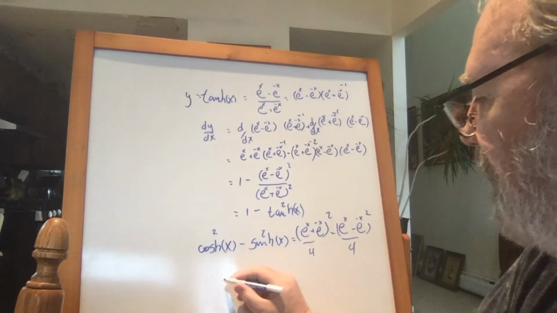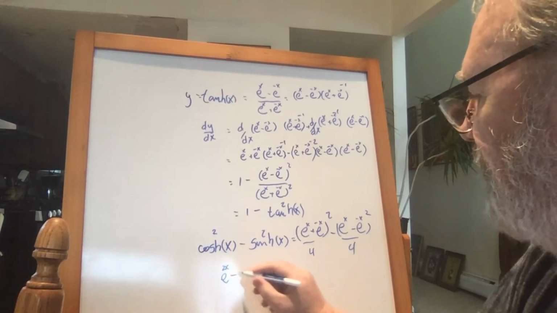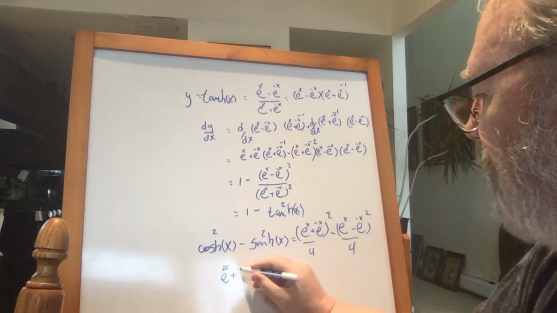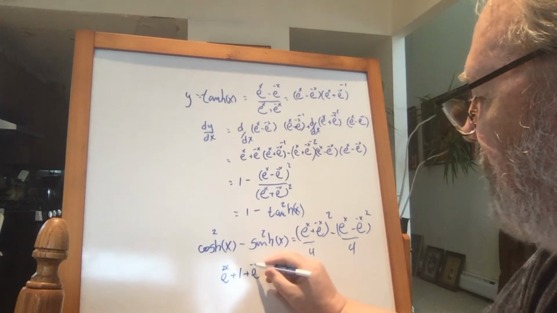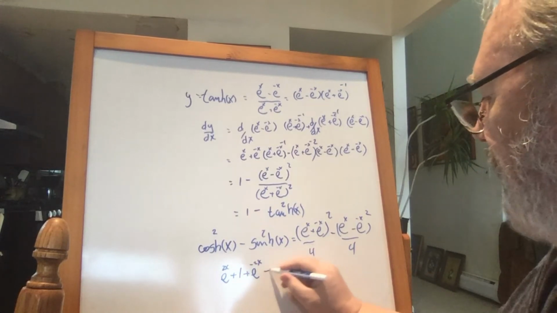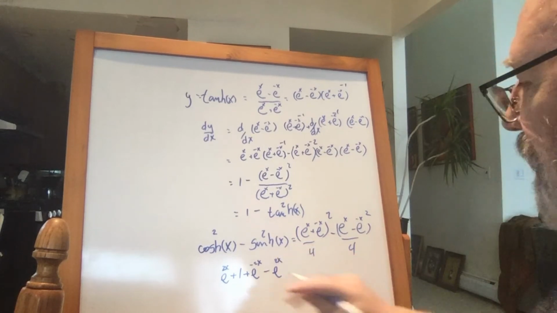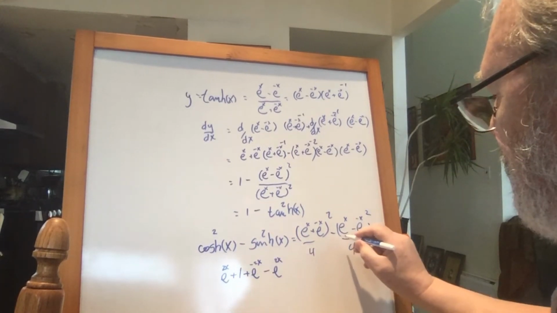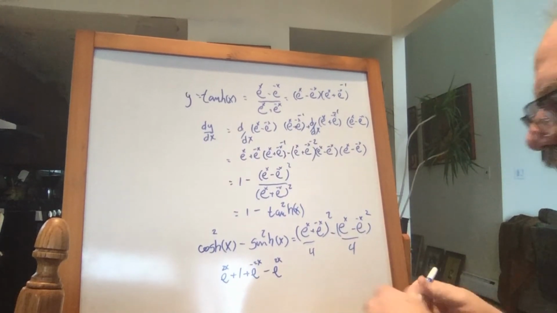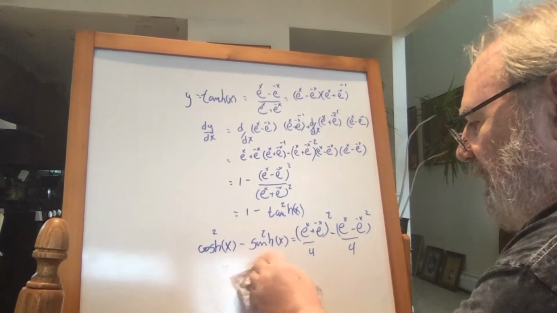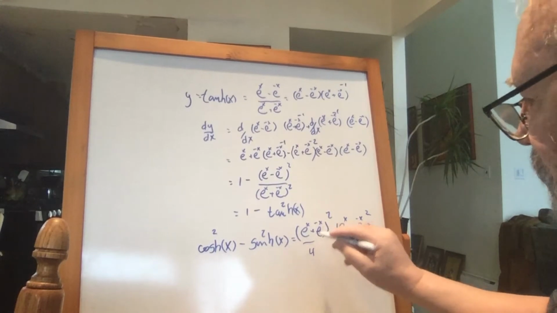We have e to the 2x plus 1 plus e to the minus 2x minus e to the 2x. Let's see, I'm getting a little too far ahead of myself. I've got to expand these properly. All right, got to expand that one out.